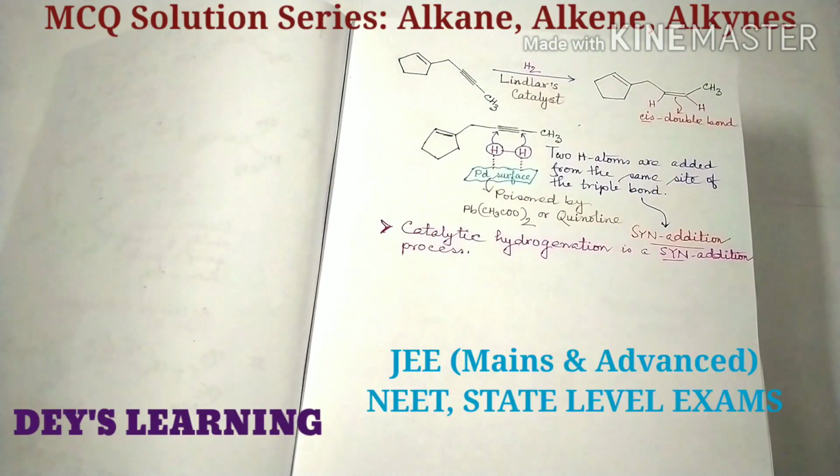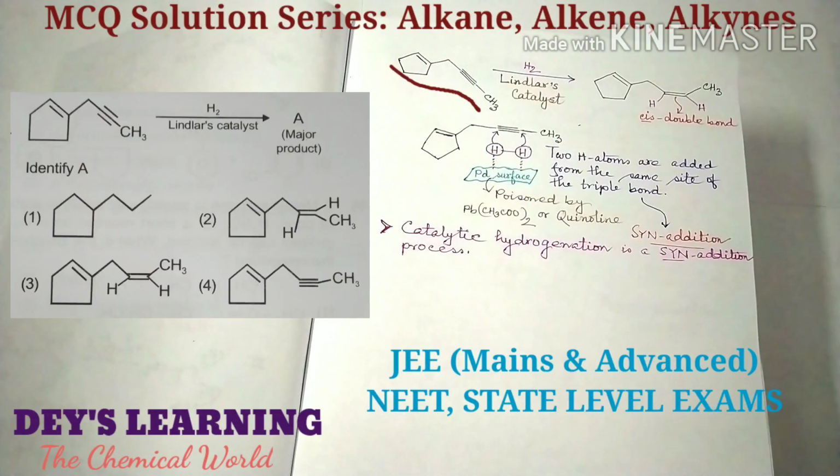Today we are going to solve some problems on aliphatic hydrocarbons, that is alkanes, alkenes and alkynes. So let's start. The first problem: this compound is given. When this compound is treated with hydrogen in presence of Lindlar's catalyst, what will be the major product? We have to identify the major product A.